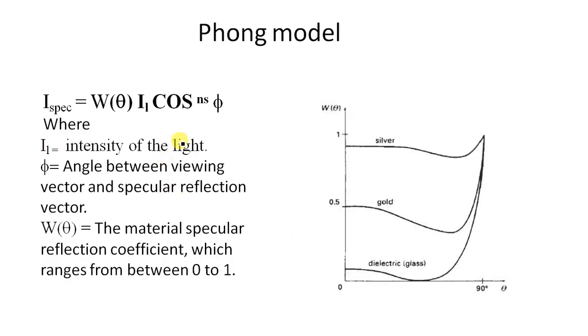So here we can clearly identify that W(theta) is a material specular reflection coefficient which ranges from 0 to 1, Il is the intensity of the light, and phi is equal to the angle between the viewing vector and the specular reflection vector. If the value of phi is 0, it means cos phi is equal to 1, then we generate more specular reflection. If the value is 90 degrees, then cos 90 is equal to 0, then we generate less specular reflection.